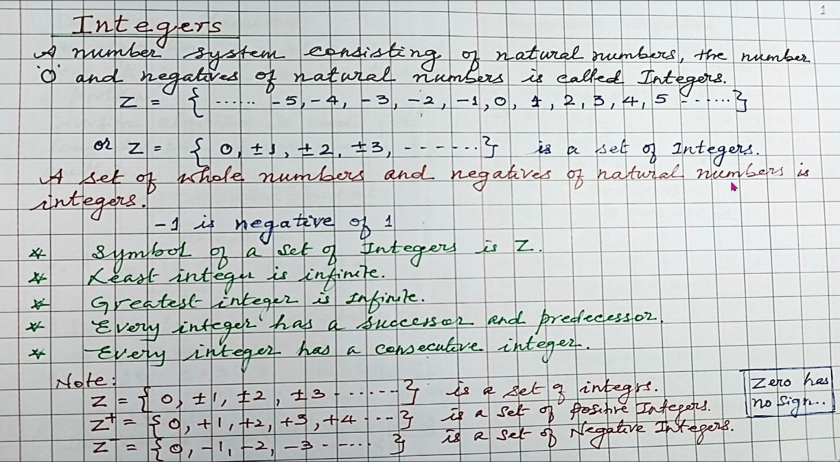Every integer has a consecutive integer. For example, 1 is a consecutive integer of 0. 0 and 1 are consecutive integers. 2 and 1, so all these are consecutive integers. Okay, we already know what are consecutive integers.